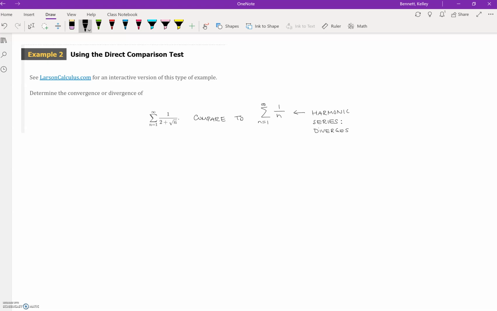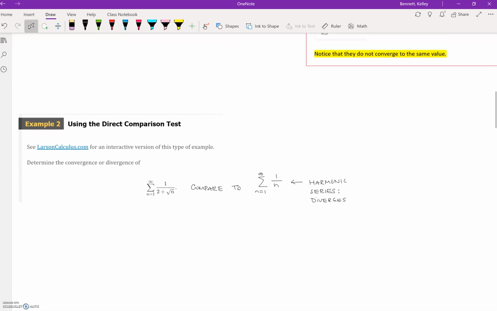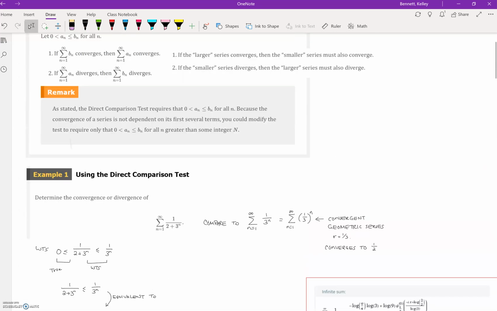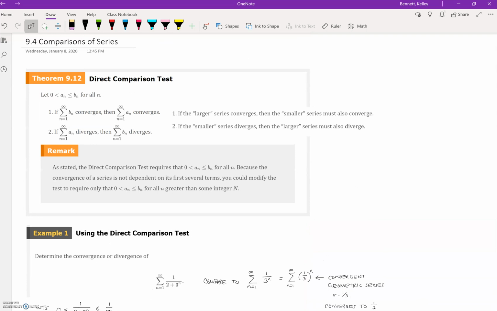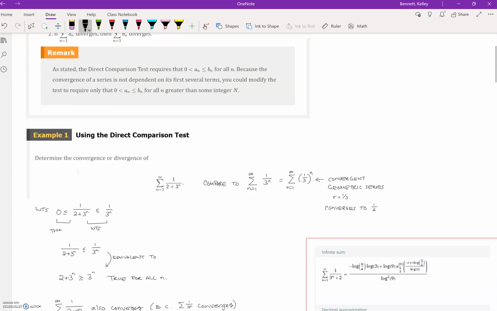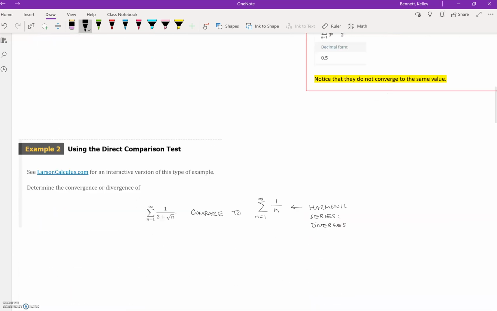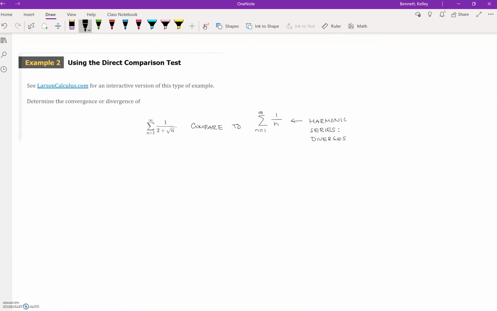So if we are comparing it to a known divergent series, let's go back up to the theorem again. If the smaller series diverges, then the larger series must also diverge. So in this case, if I'm comparing to a divergent series, I want to show that it's smaller than the thing that we're trying to figure out, right? So I want to show that 1 over n is smaller than 1 over 2 plus the square root of n.